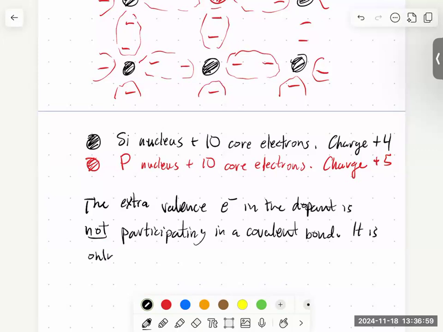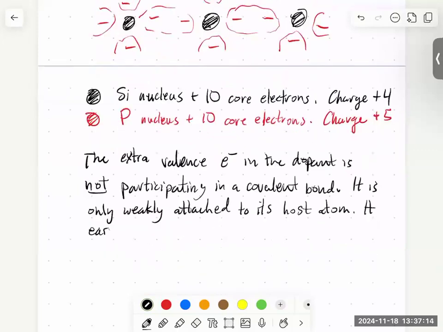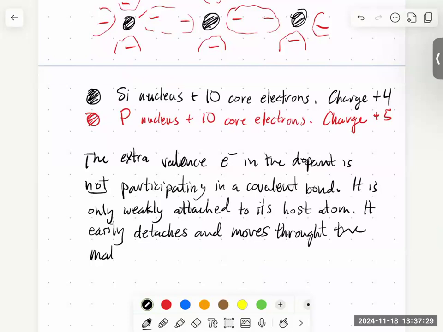It is only weakly attached to its host atom. It easily detaches and moves throughout the material. Okay, good.